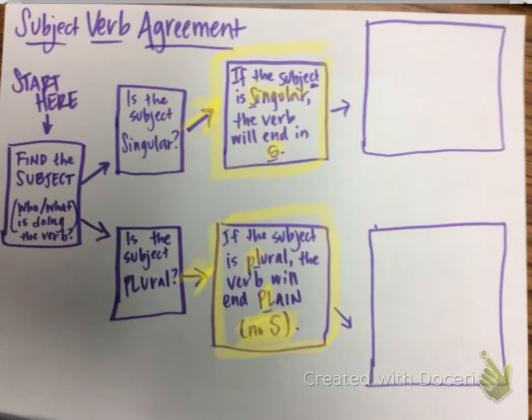You'll also hear this referred to as the plural verb. I don't really like that because verbs aren't things or people, so they can't be singular or plural. But for the sake of it, it's a plural agreeing verb. But I like to remember that plural subjects get plain ending verbs, meaning that there's no S at the end of that verb.